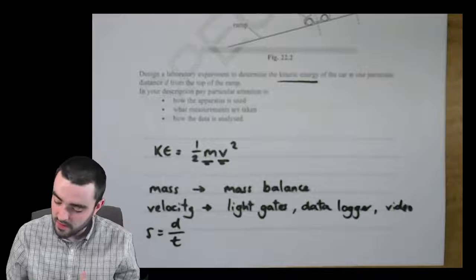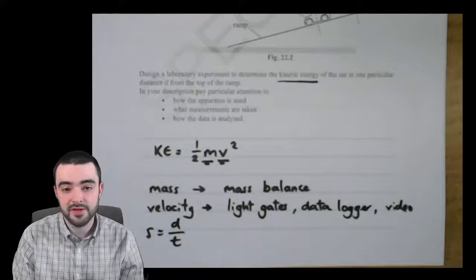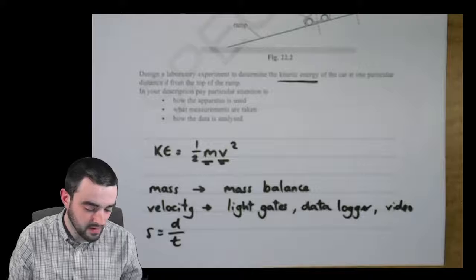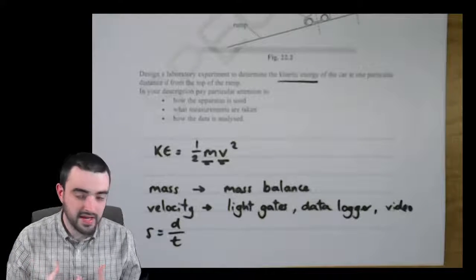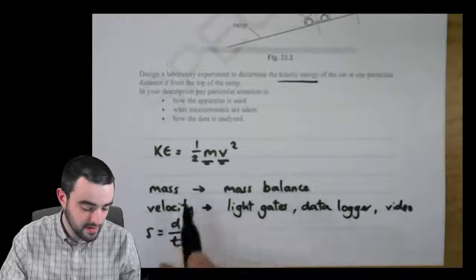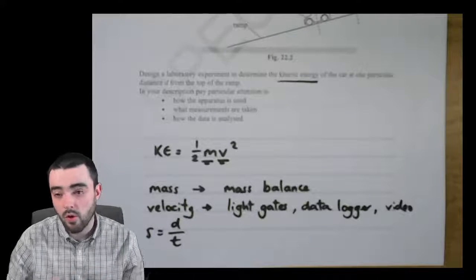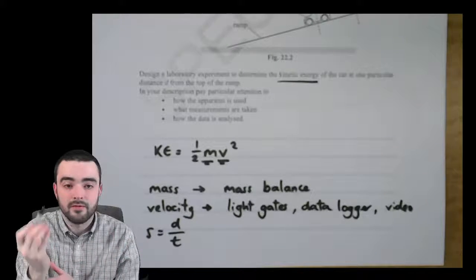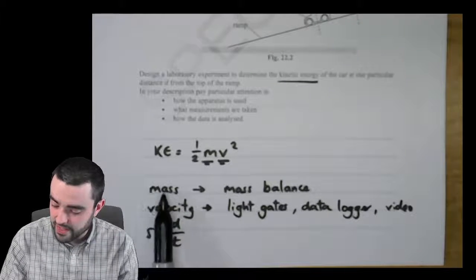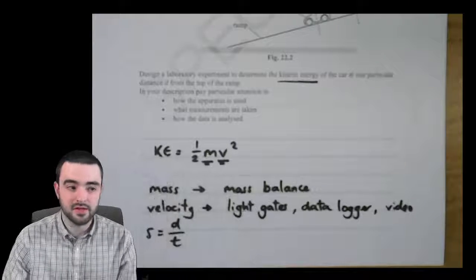So you'd get 1 mark for saying that you would use light gates set up along the ramp to be able to determine the speed or velocity of the car at any one particular point. But then you would get the 2nd mark for saying that you would determine the speed by dividing the length of the car, the distance, by the time taken for it to pass through the 2 light gates, or the time taken in the video for it to pass through a certain point. The 3rd mark is for saying that you would measure the mass using a mass balance and then calculate the kinetic energy using this equation.